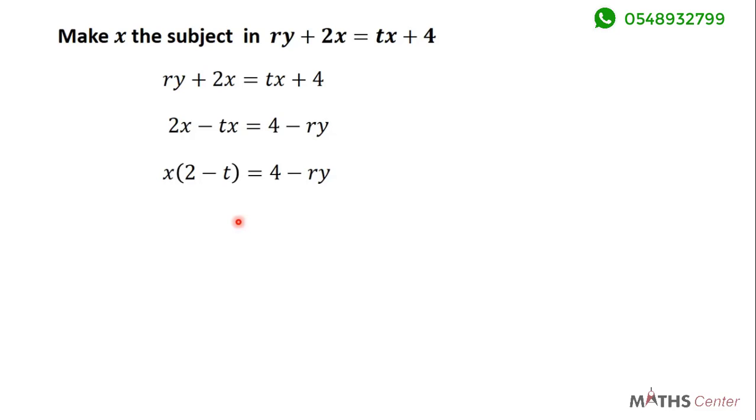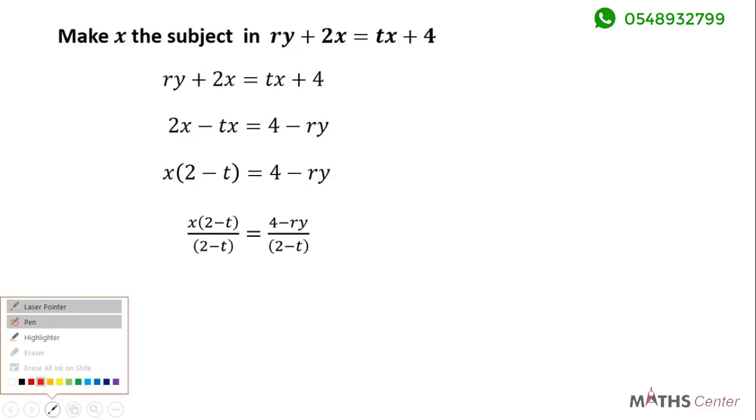What do we do here? We want to make x the subject. You divide by the variable or the letter attached to x. In this case, what is attached to x is 2 minus t. It's the binomial 2 minus t. So what we are going to do is divide both sides by 2 minus t. So you will divide the left hand side by 2 minus t. You will divide the right hand side by 2 minus t.